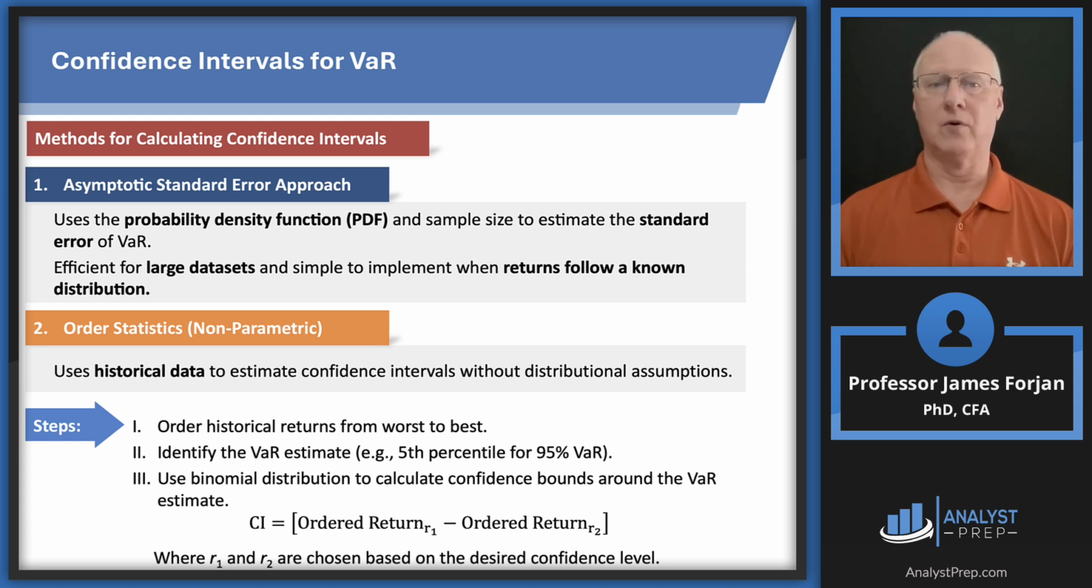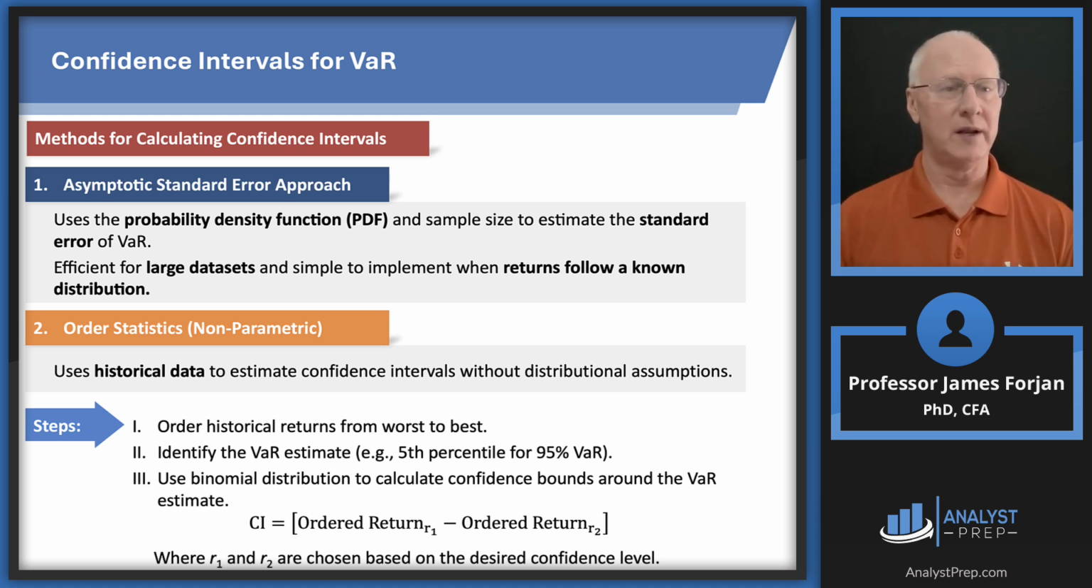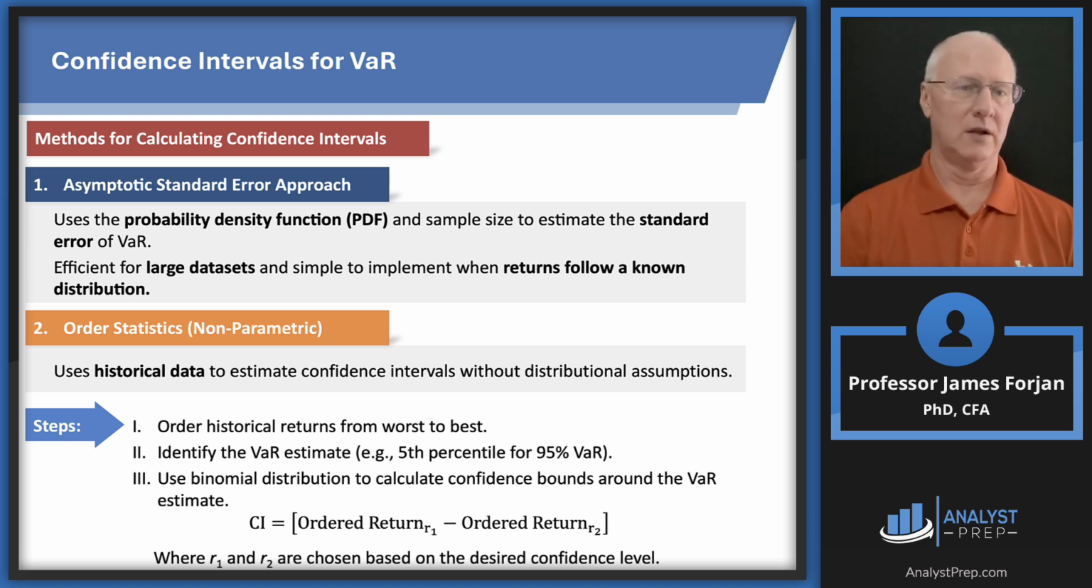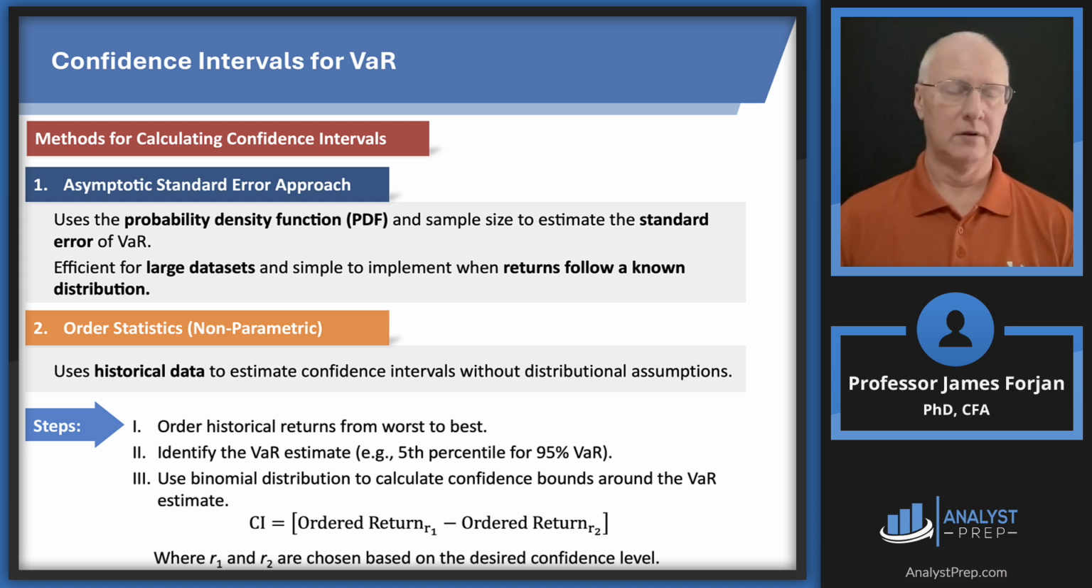We're going to do this for large data sets, especially when the returns follow a known distribution. Remember that the word asymptotic means that we're approaching some kind of a limit. A lot of times in calculus we approach infinity, but we never quite get there. That's why we say large data sets. But in this case, we're going to approach some kind of a limit. I mean, if we have a $100 million portfolio, we can't have a $1 billion value at risk.